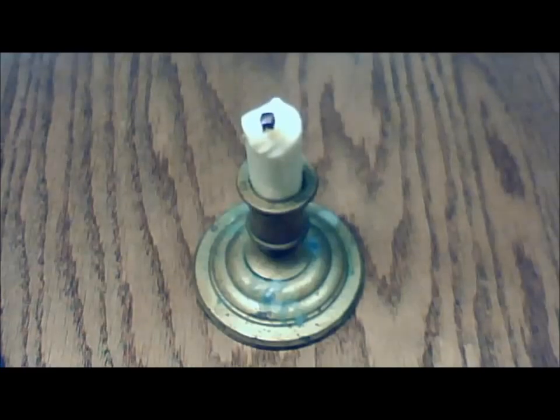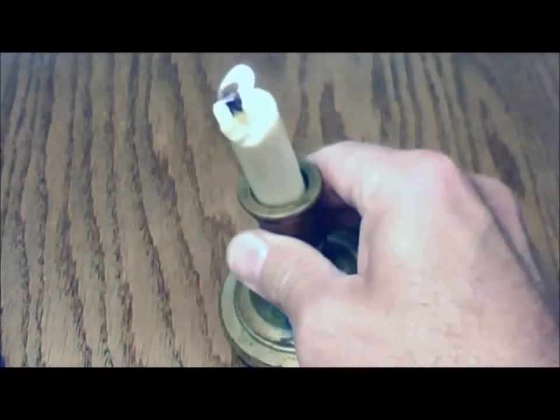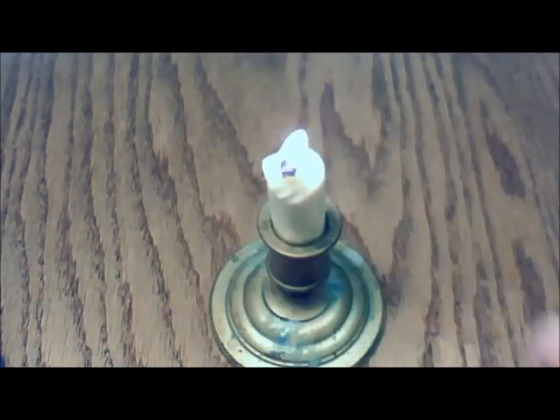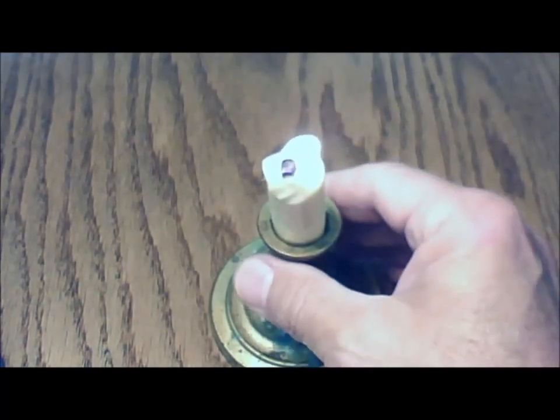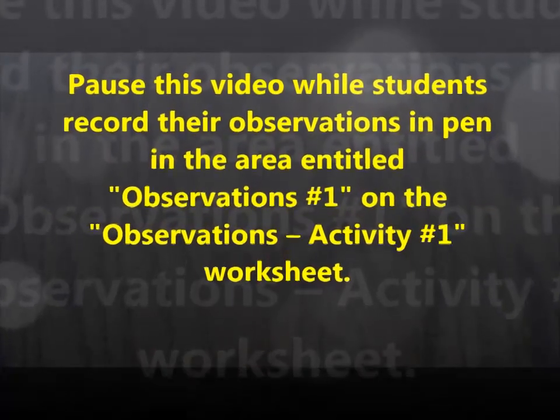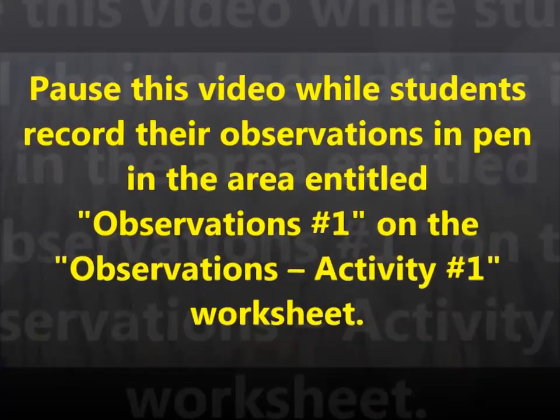There we go. You see what's going on. All right, now what we want to do is to pause the video. We're going to stop the video for a moment, and you're going to just write down all the observations of what you saw. We're going to pause the video here, and you're going to record all your observations. You're going to get about 2 or 3 minutes, and then we're going to go to a second observation.